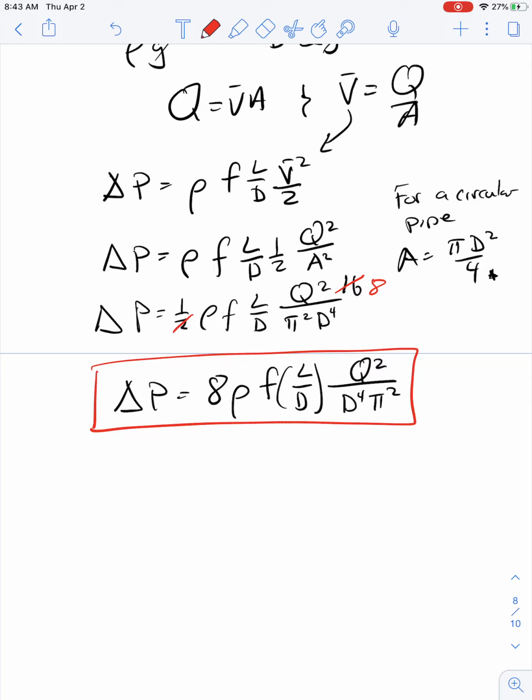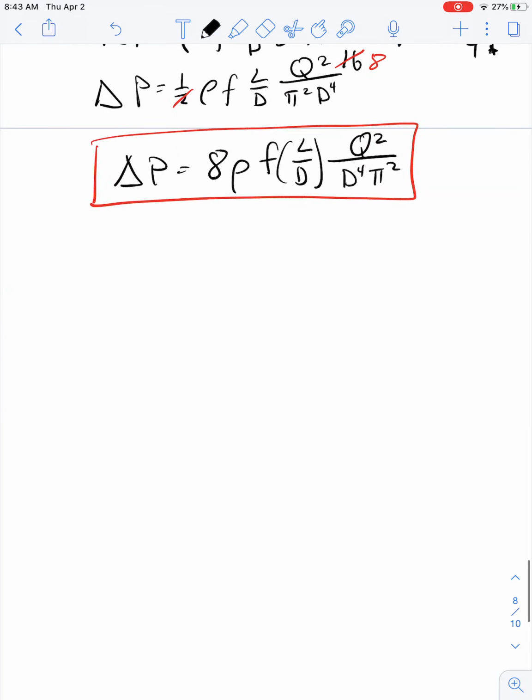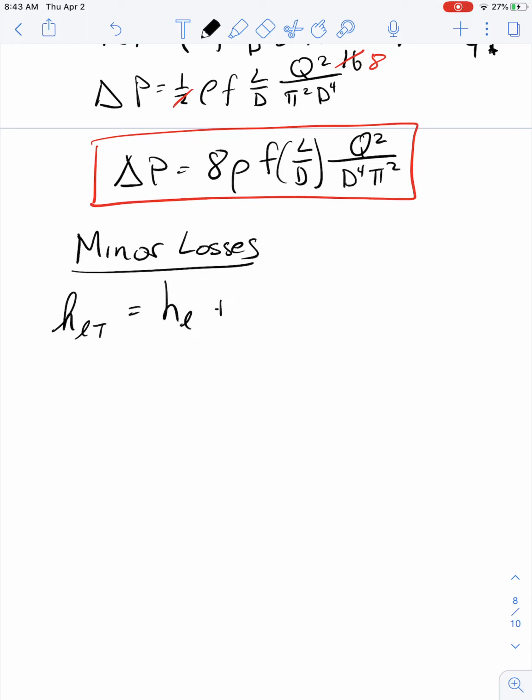One of the things that we typically want to talk about in addition to this kind of a problem, we've talked all about major losses. So let's ask the question now, what about our minor losses? I'm going to spend very little time on this because we did a couple problems on this already. So remember that we have our head loss total is equal to the head loss major plus our head loss minor. And remember the units of these are all height, or meters.